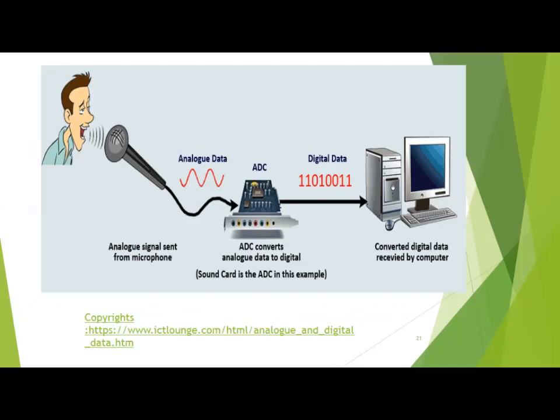Here you can see how our analog data is being converted into digital form. The analog signal is sent from the microphone, in waveform. This microphone is connected with the sound card, and this sound card has the function of analog to digital conversion. It says ADC converts analog data to digital, and this digital data moves to the computer. So whatever processing is done is on digital data. Moving to the next slide.